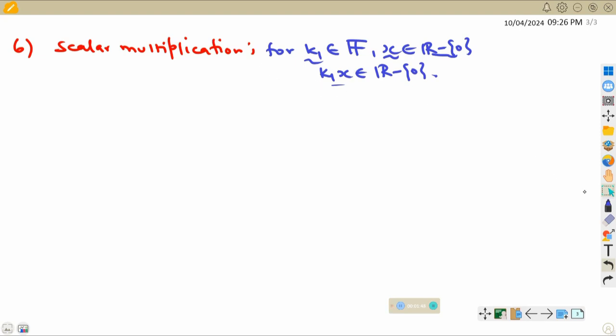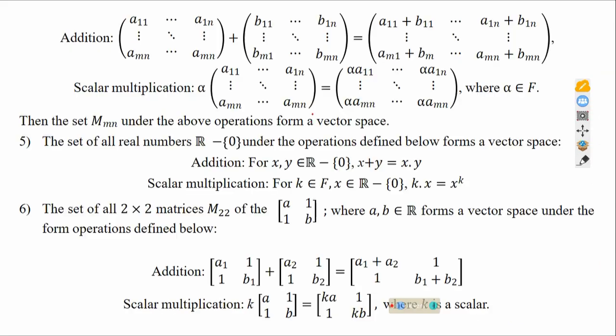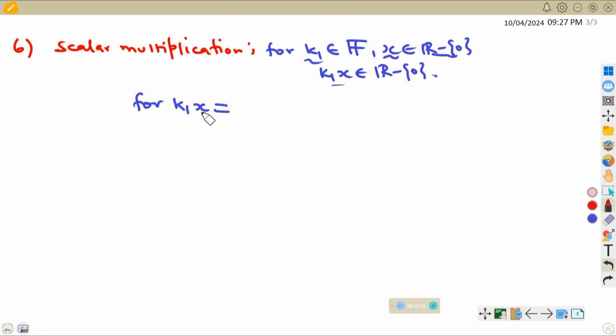So let us look at how to deal with the scalar multiplication. We need to show this. So we shall start with k1 of x. It will be the same as, by definition, if you have k which is in the field F, then k times x will give you x to the power of k. So we shall say here that k1 of x is the same as x to the power of k1.